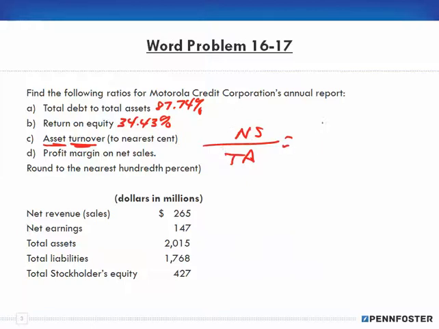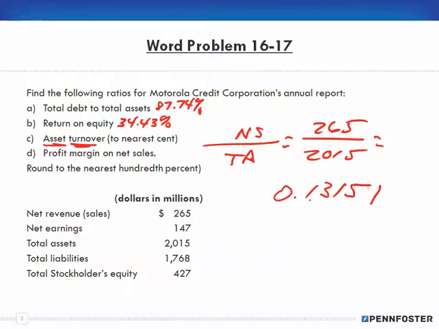So we have our net sales of 265, and we're going to divide that by our total assets of 2015. So that gives me 265 divided by 2015. That gives me 0.13151, right? But we're rounding to the nearest cent, so it's 0.13.